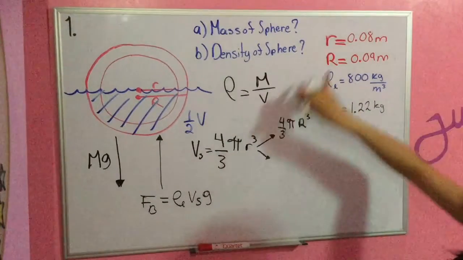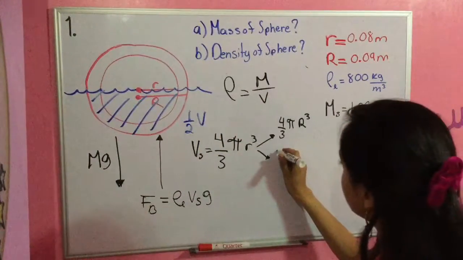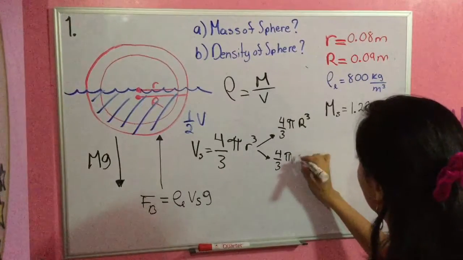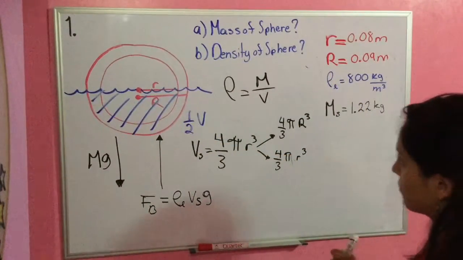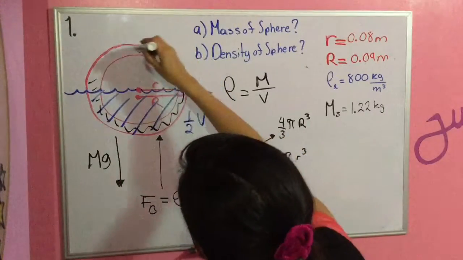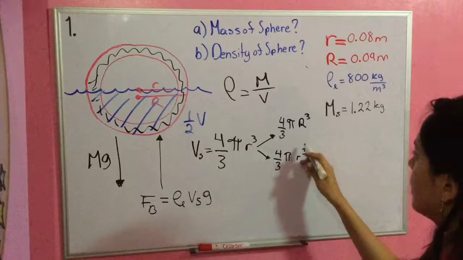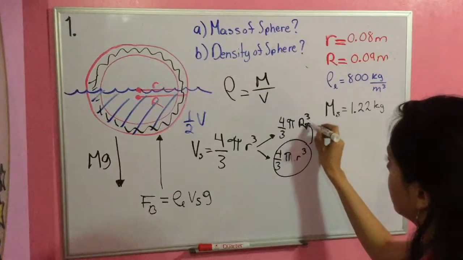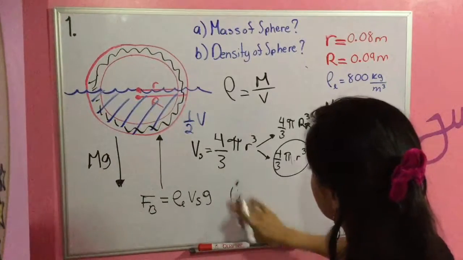with this R, the outer radius, and the one with the inner radius. So we only want this part of the volume, so we only have to subtract this from this. So in our equation it will be something like this.